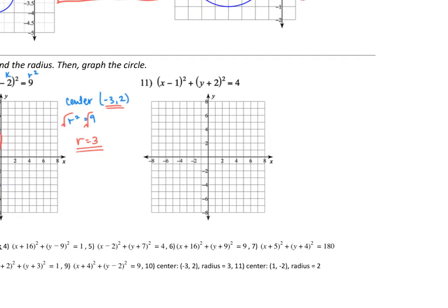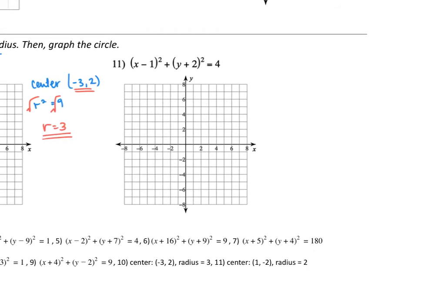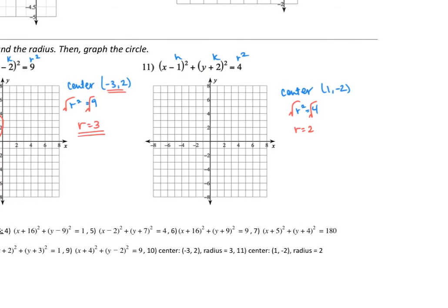Okay, number 11. The center. This is h and k, and it's the opposite sign, so it's going to be 1, -2. And then this is r squared, so if r squared is 4, taking the square root, the radius is 2. So now to graph my circle, I'm going to plot my center, so 1, -2. And then I'm going to draw in my radius, and then sketch my circle.